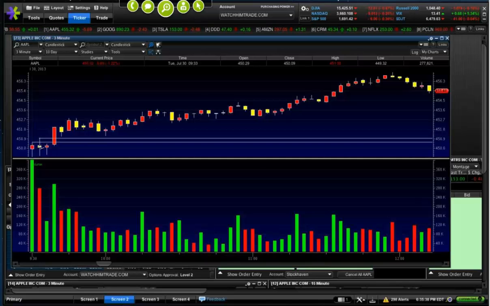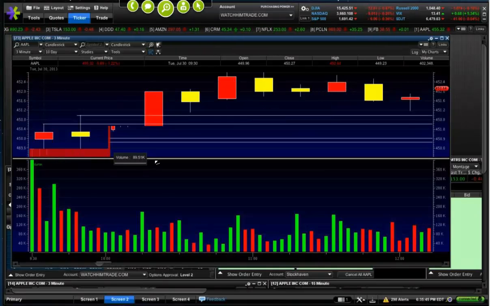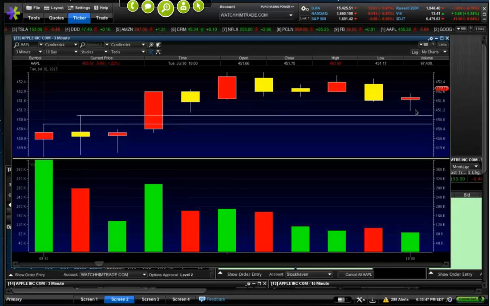So I'm bullish. I'm looking for that move higher to play out. All right. So then, as we get into 10 o'clock, another similar situation where price hasn't really advanced, but it's still holding support.